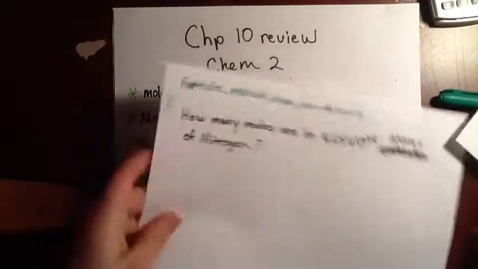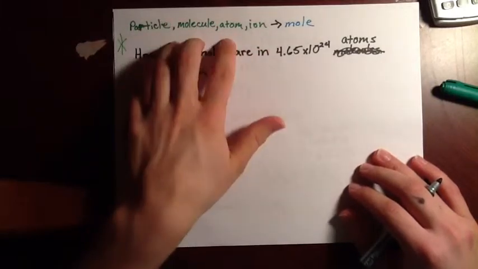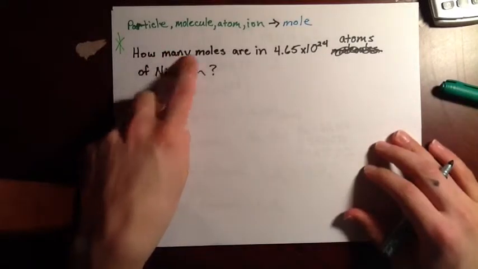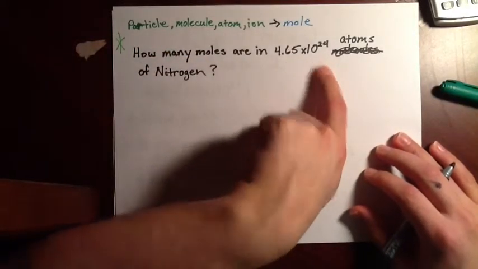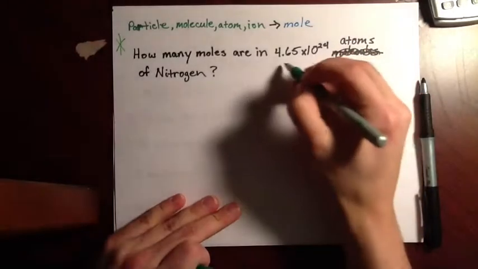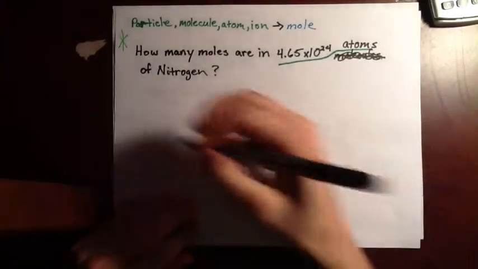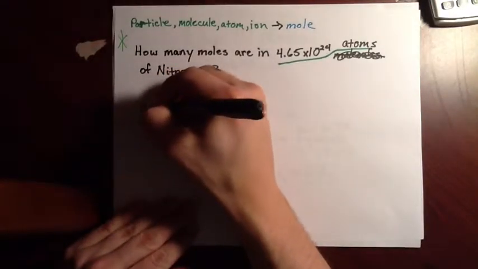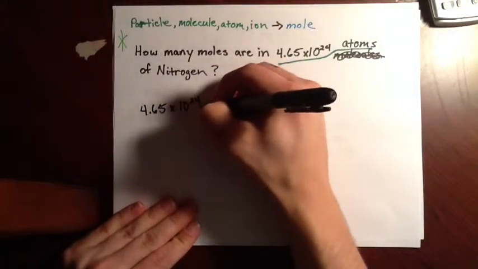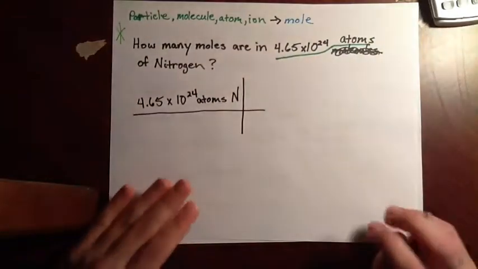Alright, so let's go from particle, molecule, atom, or ion, to mole. And again, here's the problem. How many moles are in 4.65 times 10 to the 24th atoms of nitrogen? This is what they give you. They give you the atoms. So that's what you have to start with in your railroad track. So let's write in 4.65 times 10 to the 24th atoms. I'll put an N for nitrogen. We'll start doing our railroad track.